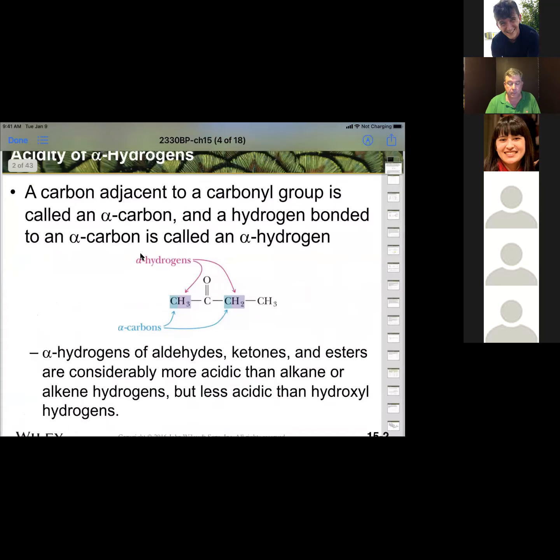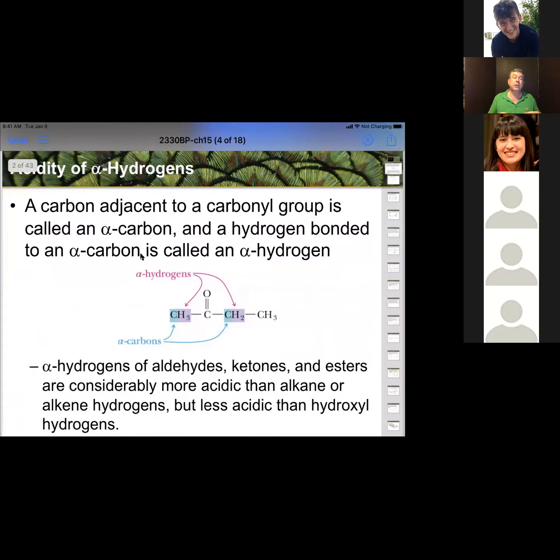So let's talk about alpha carbons and beta carbons. Now, obviously, the alpha carbons are going to be the carbons next to the carbonyl, and the alpha hydrogens are going to be the hydrogens on those alpha carbons. Okay, so if you think about it, ketones have at least alpha carbons on either side, and therefore usually have alpha hydrogens.